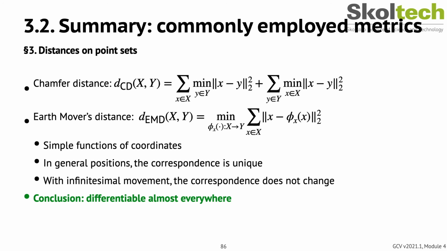Let's wrap up. Chamfer distances and Earth mover's distances are simple functions of coordinates, and they're differentiable almost everywhere, and the correspondence is unique in general positions. With infinitesimal movement, the correspondences do not change, and so these distances can be effectively employed in point set generation tasks.